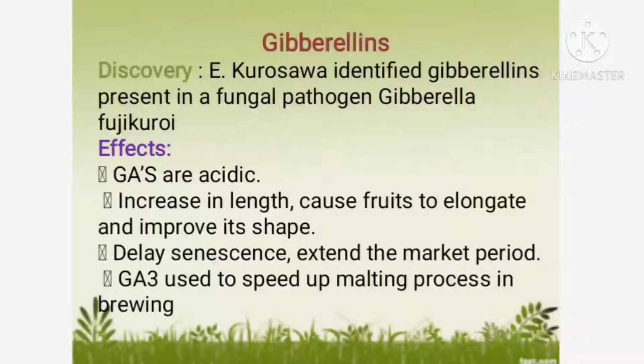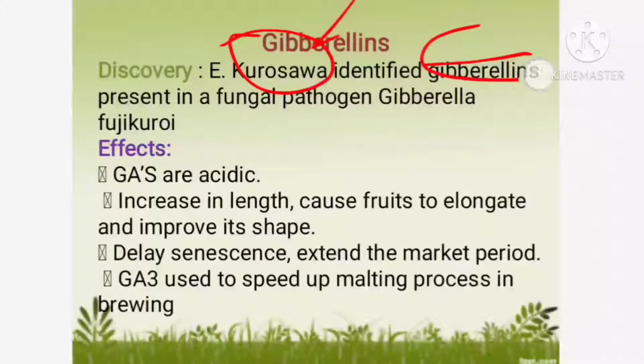This auxin. Now gibberellins. Gibberellins is the second plant hormone which we are going to discuss. It was discovered by Kurosawa. He identified gibberellins in a fungal pathogen. Okay, he identified a chemical compound called what? The gibberellins. In where? In a fungus, Gibberella fujikuroi. Under that only he identified that gibberellins were present.